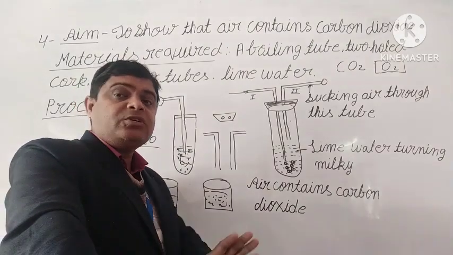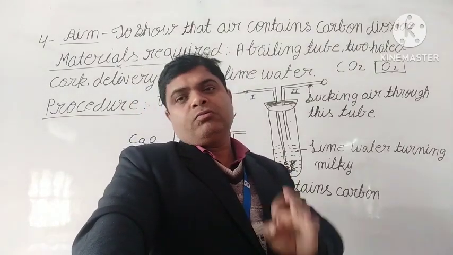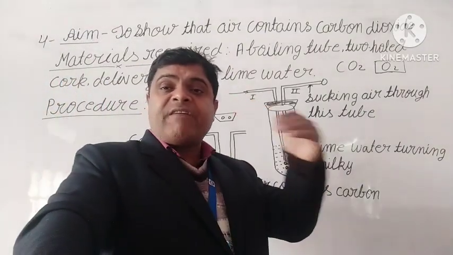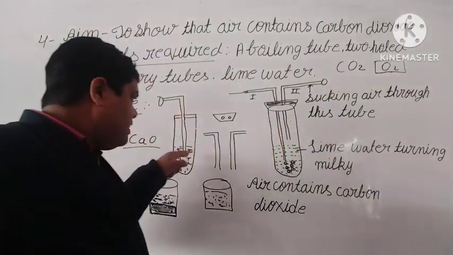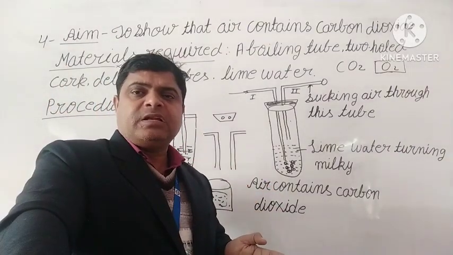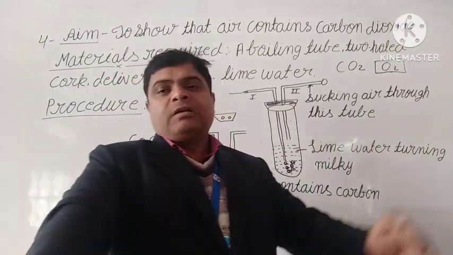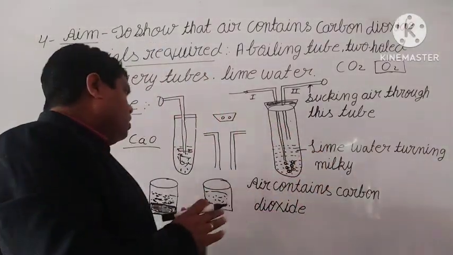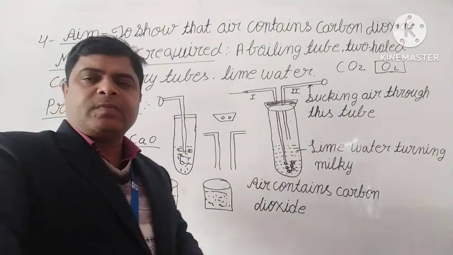Clear? But listen to this. When you pass air slowly, it turns milky. But if you pass it heavily and continuously, first it turns milky and after that again it turns transparent. Clear now? So remember, when you do this activity, there is no need to pass CO2 continuously from your body. Just a little. Just pass it like this. We see that the lime water turns milky.